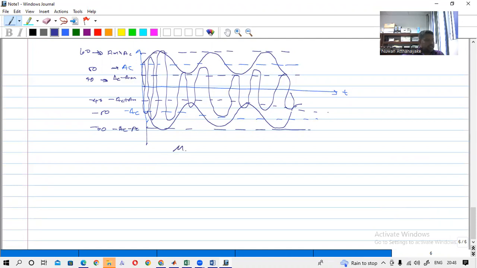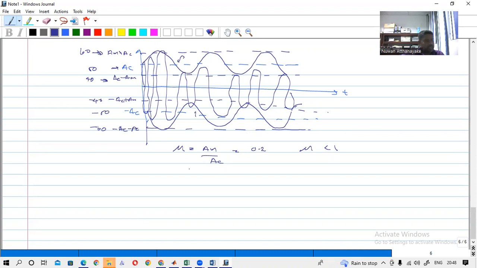So we know that mu is equal to AM divided by AC. AM is 1 and AC is 5, so you will have 0.2. That means mu is less than 1. At that time you will get this kind of envelope. This is called the envelope.